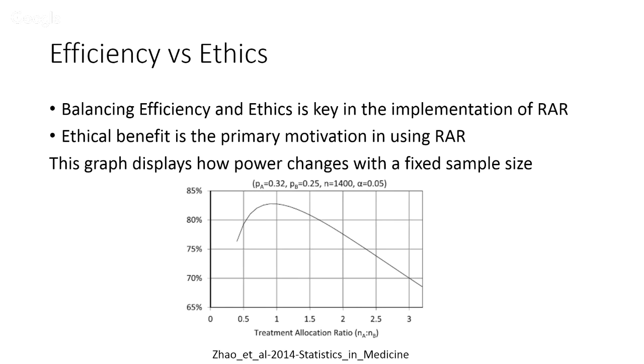As you would expect, the maximum power of around 83% occurs at a treatment allocation ratio of 1:1. As the treatment allocation ratio deviates from 1, a loss of power is observed. We can see that at a ratio of 3:1, located at the right-hand side of the graphic, the power lowers to about 70%, which is a 13% drop from the peak achievable power at this sample size of 1400.